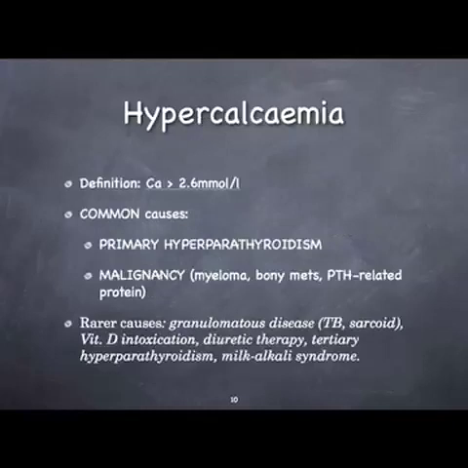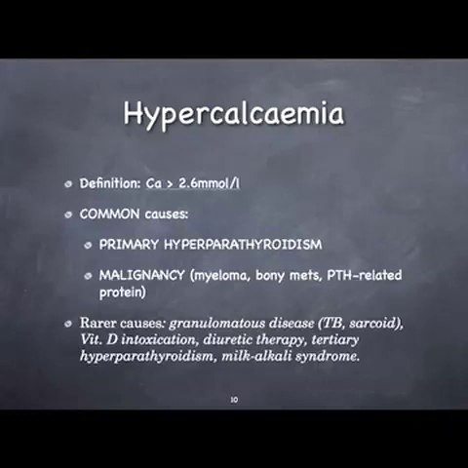The important causes of hypercalcemia to remember are primary hyperparathyroidism, usually due to a small single parathyroid adenoma secreting PTH independently of feedback control by plasma calcium. The other is malignancy, which can cause a hypercalcemia either due to bone destruction from bony metastases or via production of PTH-related protein. Other causes are granulomatous disease, so TB or sarcoid. This occurs mainly because these granulomas are able to independently synthesize activated vitamin D3.